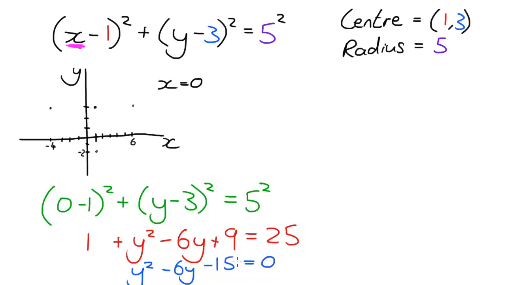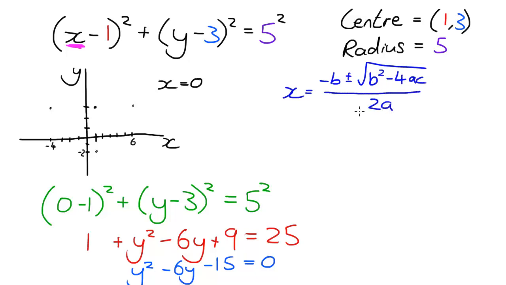Hopefully we can factorize that. We need two numbers that multiply together to make minus 15 and add together to make minus 6. I don't think we have two such numbers, so let's use the quadratic formula. Let's do that up here. We have x is equal to minus b plus or minus the square root of b squared minus 4ac, all over 2a. Our a is just 1 here, b is minus 6, and c is minus 15.